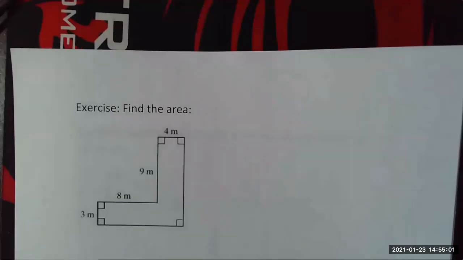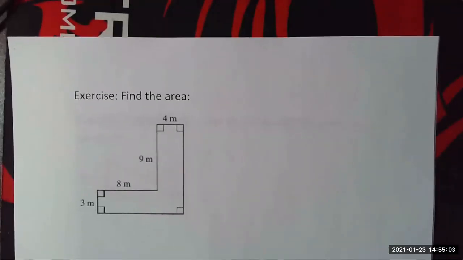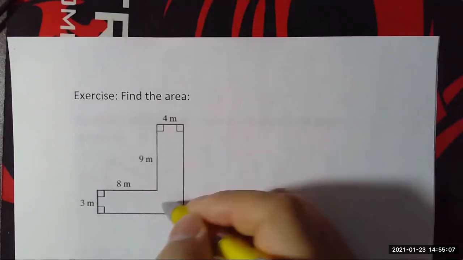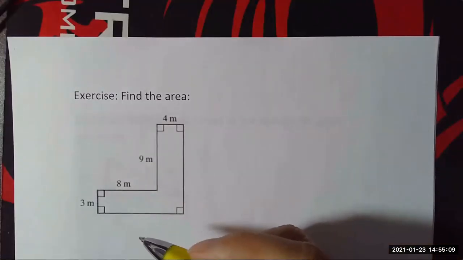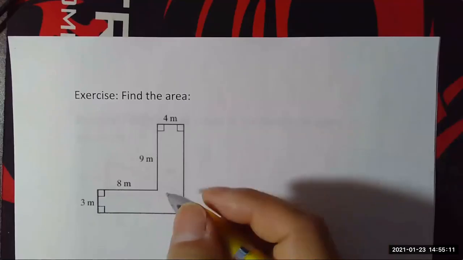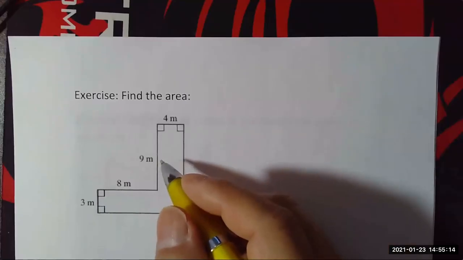Now we have something very different. And this is very similar to your homework problem. So we want to find the area of this shape, this whole thing inside. Now, certainly we don't have a formula for that because this is an irregular shape.